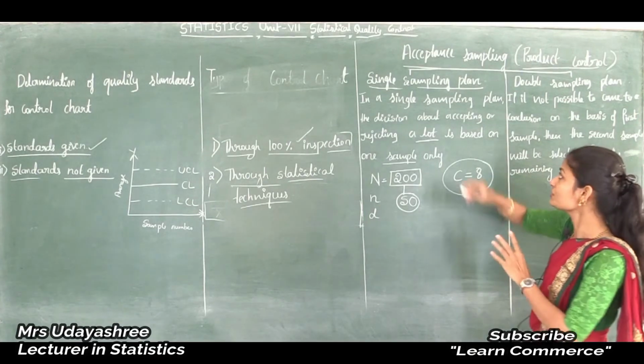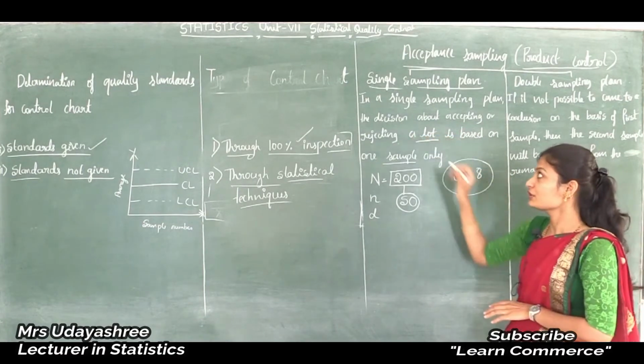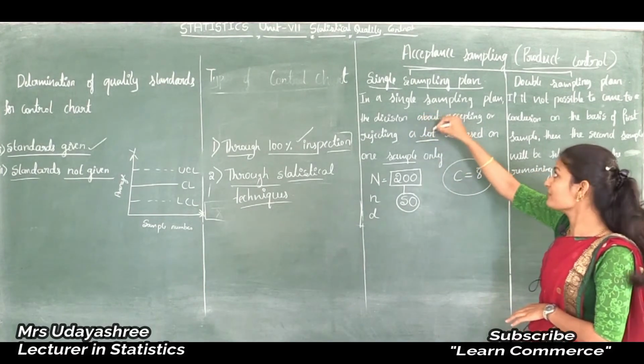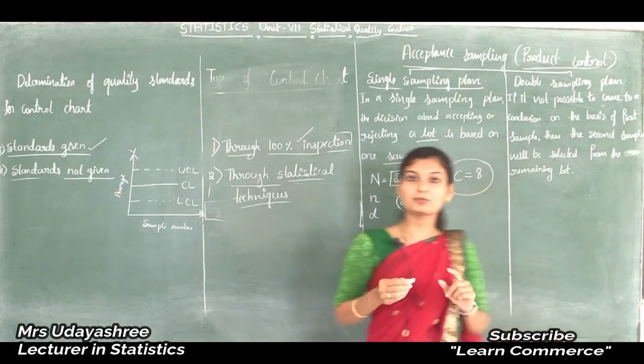Now, how to make the decision about accepting or rejecting the lot? To take the decision about accepting or rejecting, there are some procedures. The first procedure is like this.